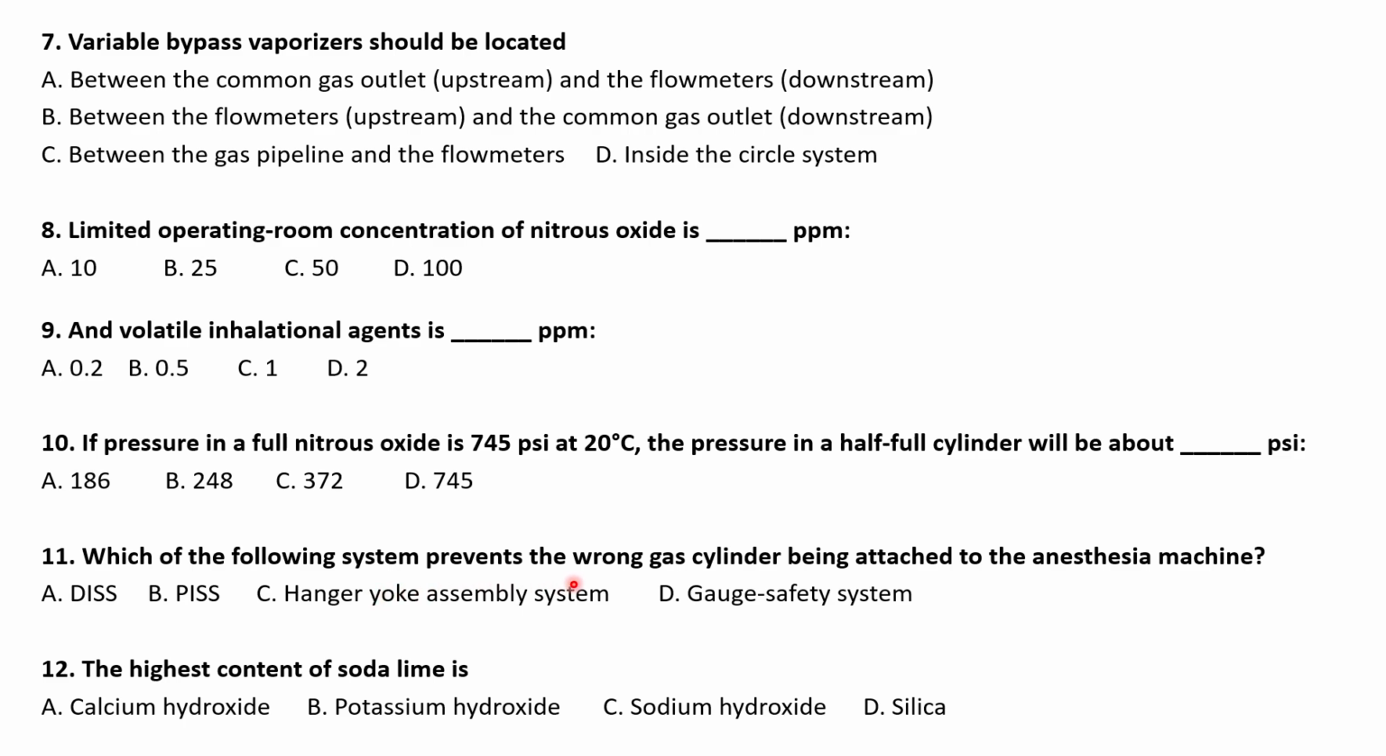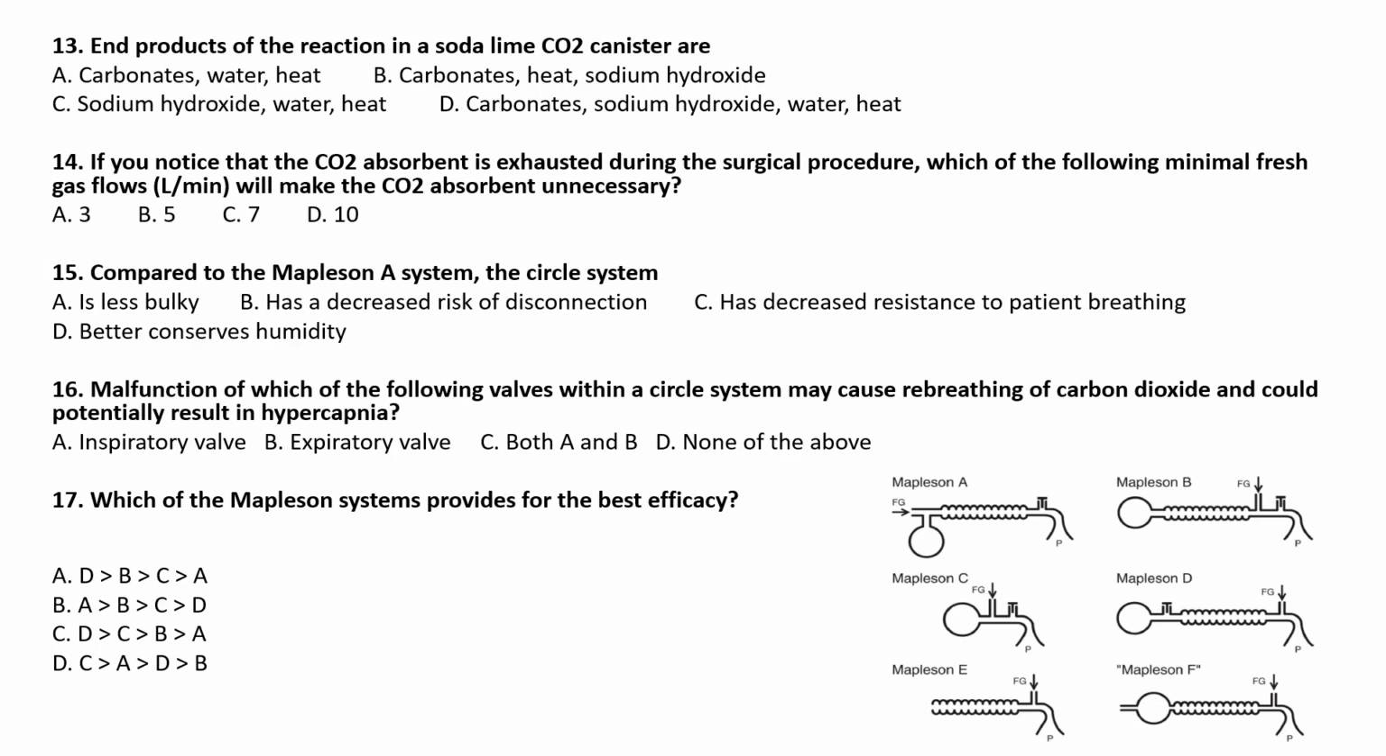Which of the following systems prevents a wrong cylinder from being attached to the machine? The highest content of soda lime is... End products of the reaction of soda lime in the CO2 canister are... If you notice that carbon dioxide absorption is exhausted during a surgical procedure, which of the following minimal fresh gas flows will make the CO2 absorbent unnecessary?